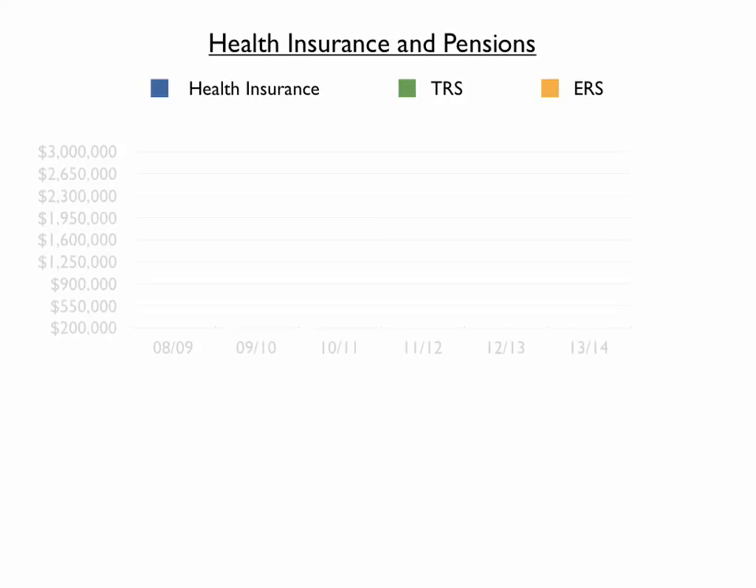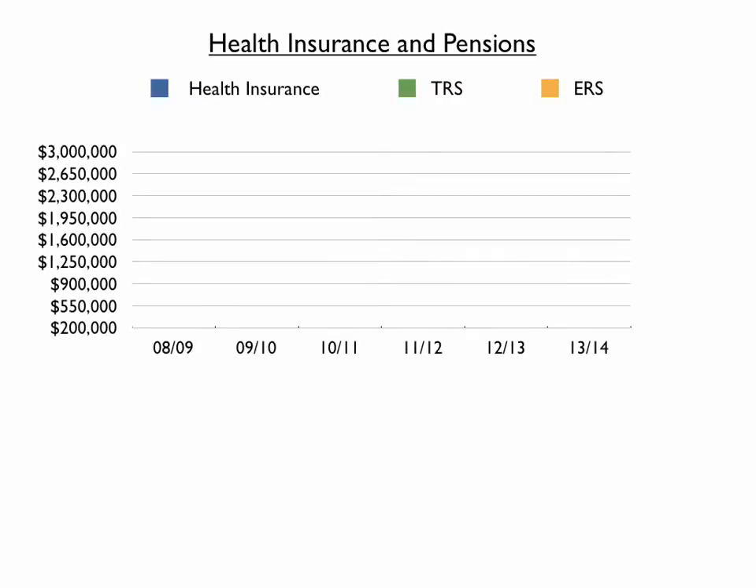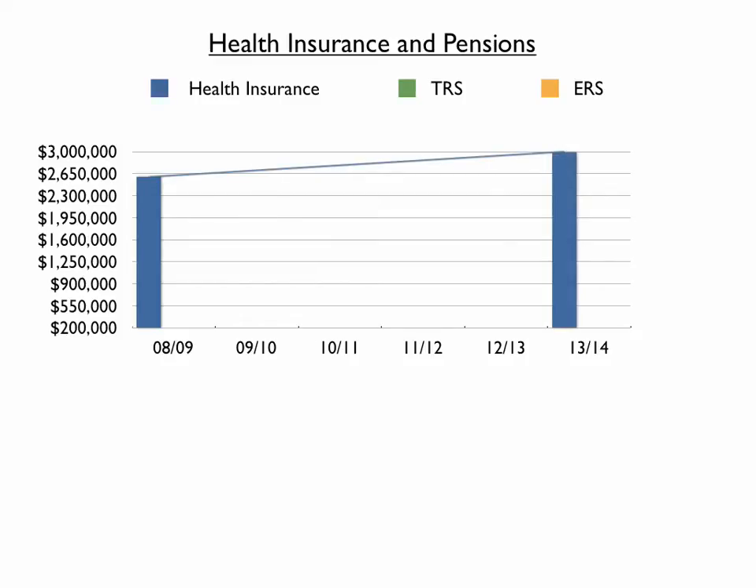Let's look at two of these factors: health care and pension costs. Health insurance premiums have gone from $2.6 million to over $3 million over the past 5 years. It should be noted that by contract, all employees contribute a percentage to the premium obligation faced by the school district.